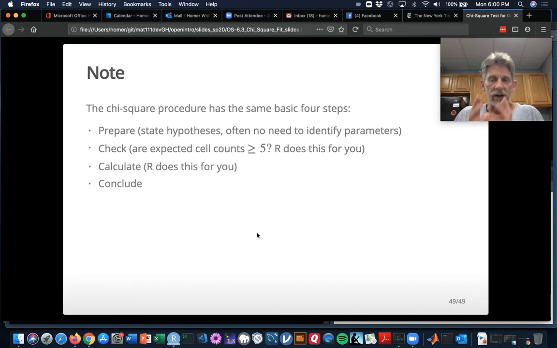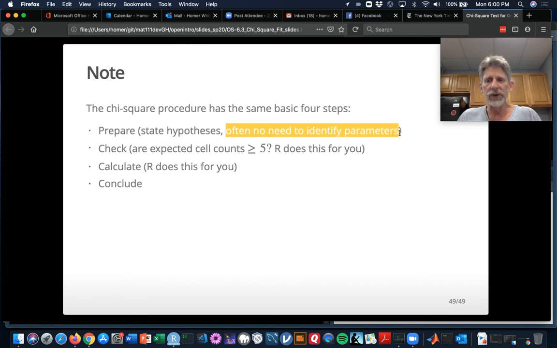The chi-square test is a test of hypothesis, so it has the same 4 basic steps. The prepare step is where you state the hypothesis. But you don't really have to spell out the parameters all the time. Like with the gambler's die, instead of laboriously saying chance of a 1 is 1/6, chance of a 2 is 1/6, all the way down to a chance of a 6, you could just say the die is fair. Sometimes you do have to say each of the probabilities for each of the outcomes.